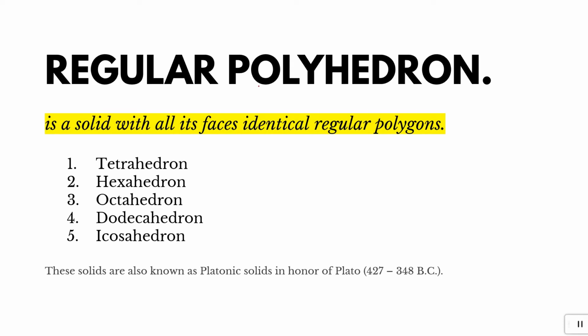By definition, a regular polyhedron is a solid with all its faces identical regular polygons. Meaning, it is a regular polygon, and each side of this figure has the same dimensions. There are five: tetrahedron, hexahedron, octahedron, dodecahedron, icosahedron. These five are called the platonic solids, the basic polyhedrons you will encounter. There are many other polyhedrons not listed here, but these are the basic ones we will discuss.